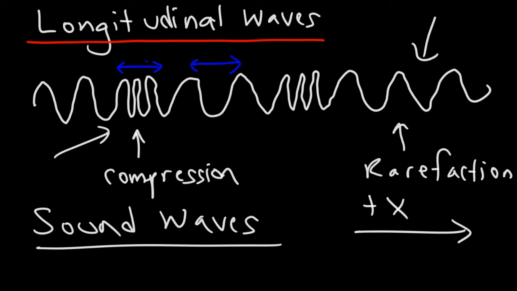And so that's basically it. So remember, longitudinal waves have their oscillations parallel to the direction of the wave motion, but transverse waves have oscillations that are perpendicular to the direction of the wave motion.